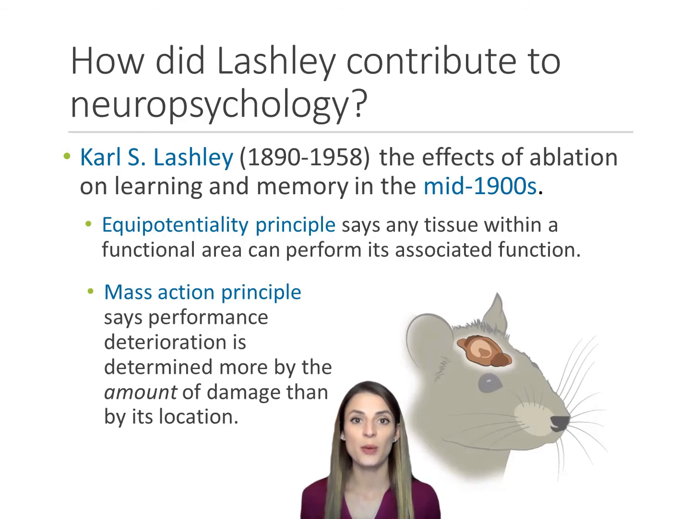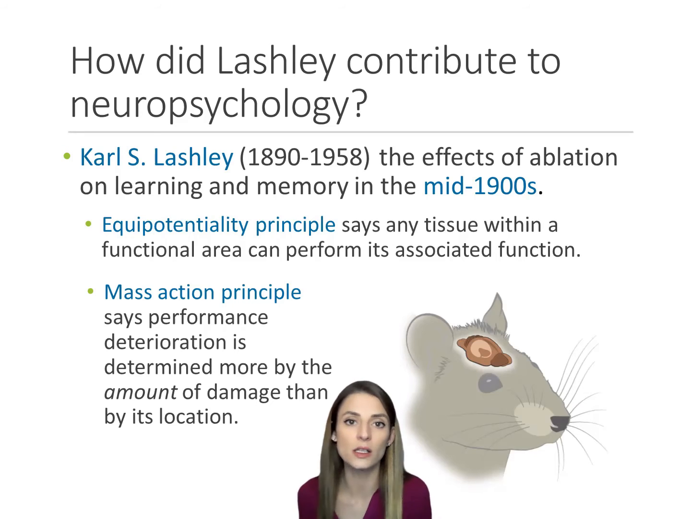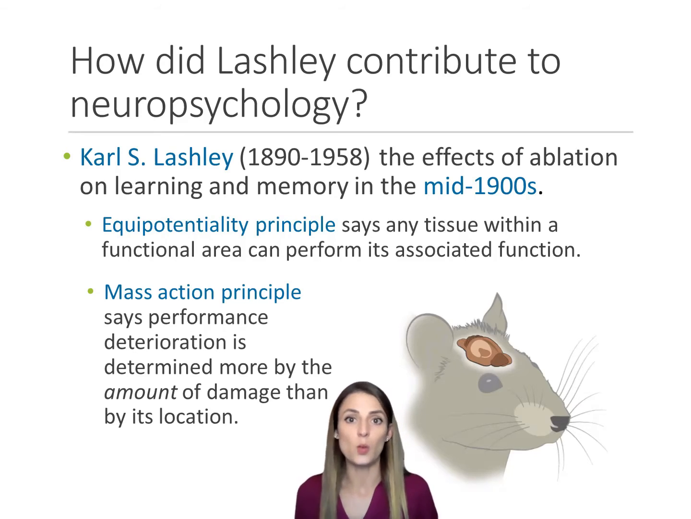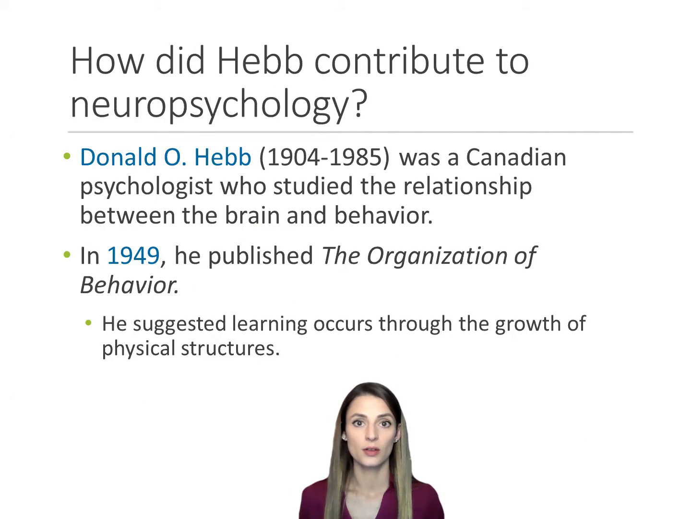He also came up with the principle of mass action and suggested the amount of damage is proportional to the amount of learning, to how well the animal learns. In other words, the more brain tissue he damaged, the more learning was impaired.